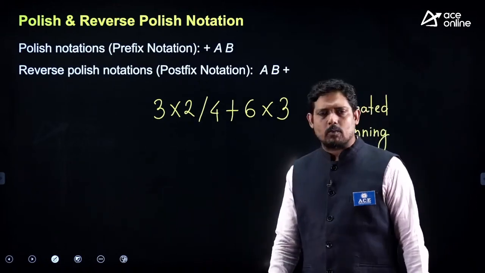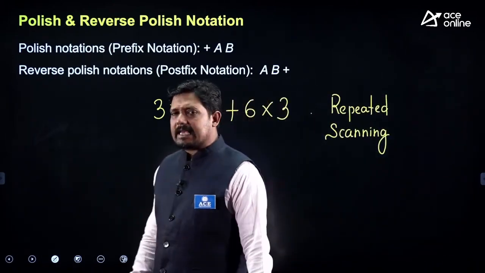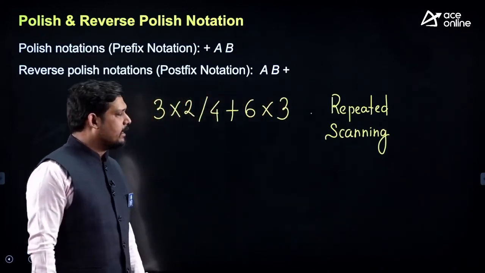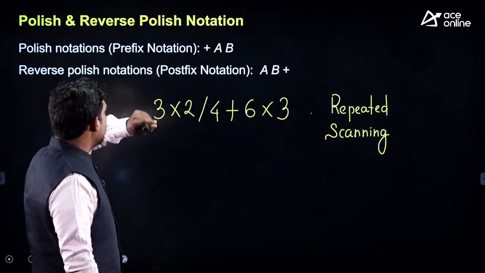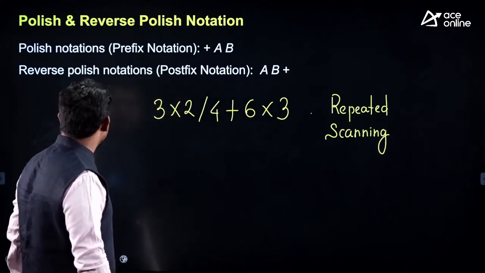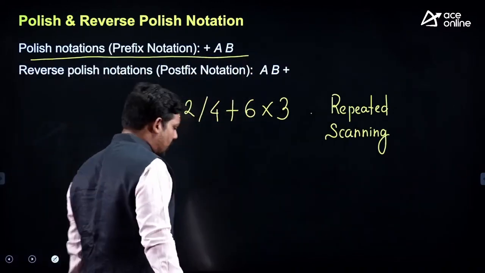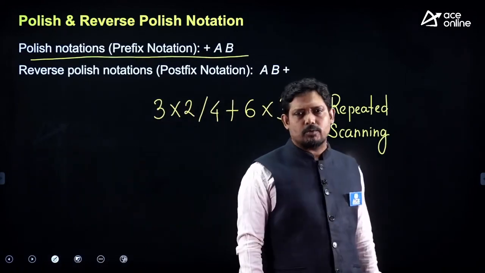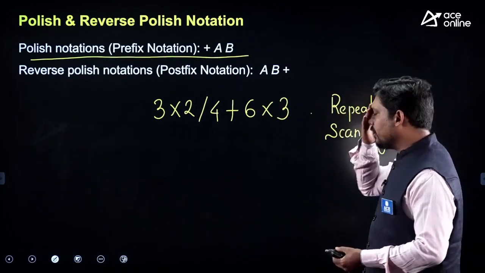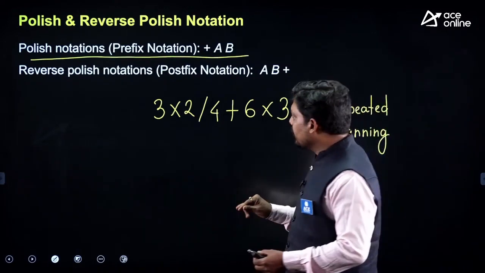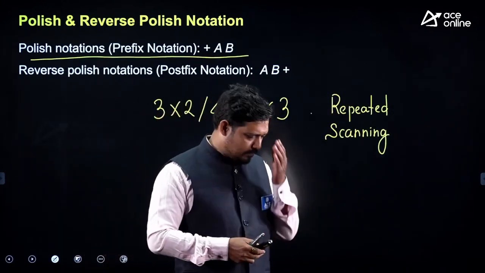Repeated scanning is required, so for that reason we need to repetitively scan it to find out who is first and who is second. It has been observed that to avoid repeated scanning, two notations were derived. Remember the names: Polish notation, that is the prefix form, and reverse Polish notation, that is the postfix form.